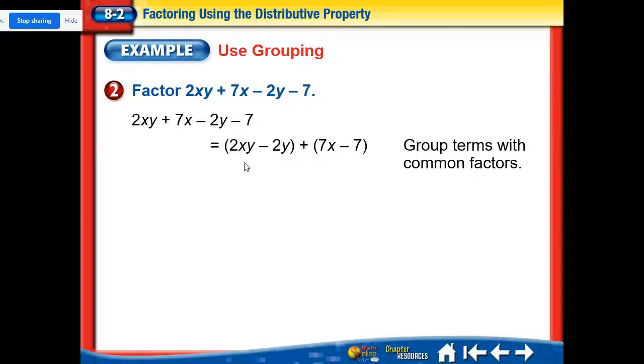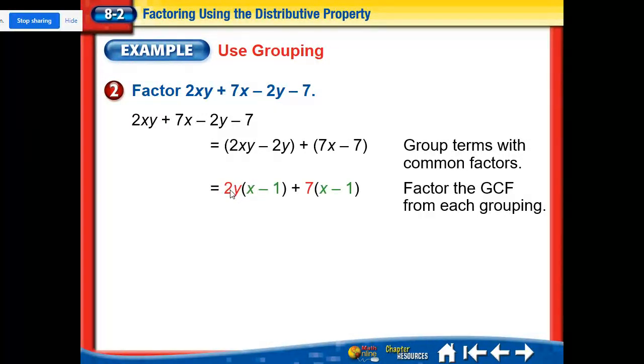So if I take the first 2, what's in common here? We have a 2 in common and a y in common. So that 2y comes out in front. What's left over? X minus, and if there's nothing left, we have to at least put a 1. So what's in common over here? 7x minus 7, we're going to take a 7 out, and we have x minus 1 again.